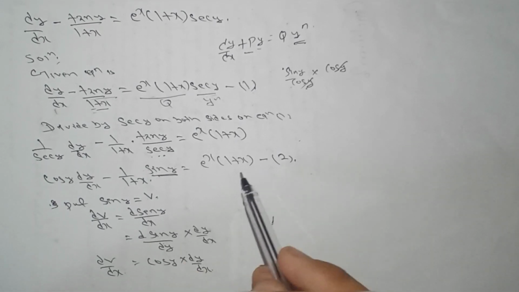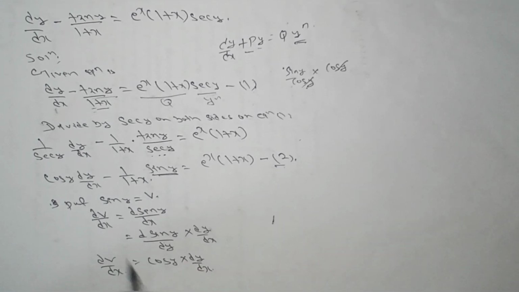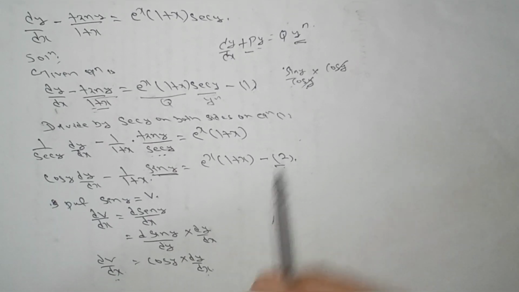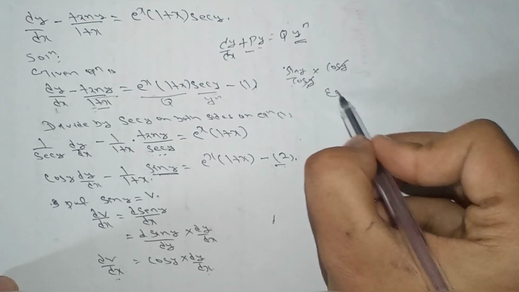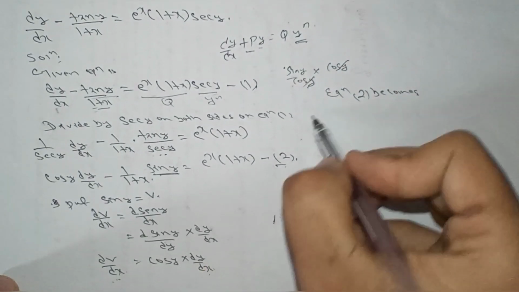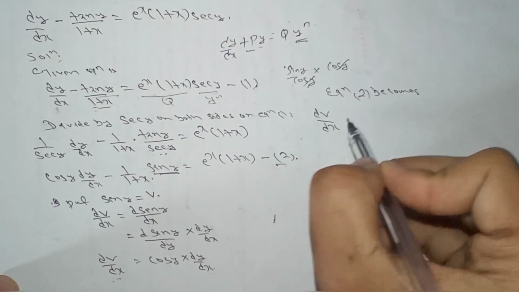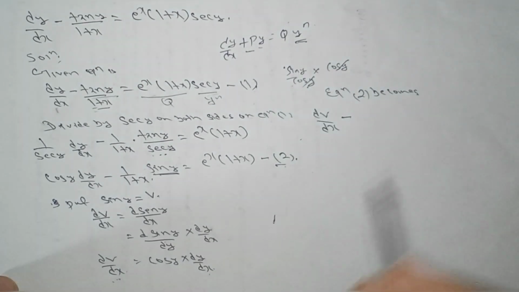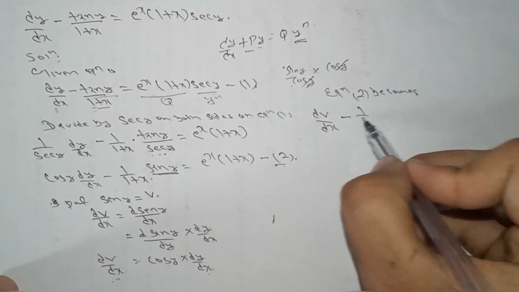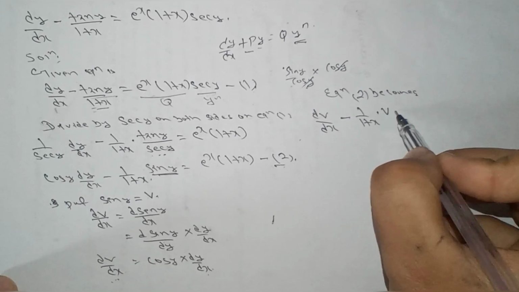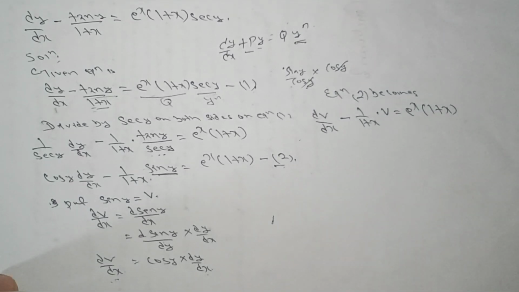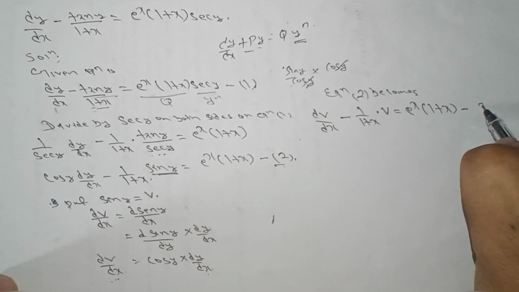Okay, so here in equation 2 we can see cos y dy by dx means db by dx, so we can place this term. So equation 2 becomes db by dx minus 1 by 1 plus x, and since sin y is b, dot b is equal to e power of x into 1 plus x. So we suppose this is equation 3.